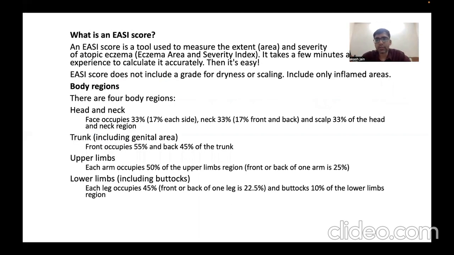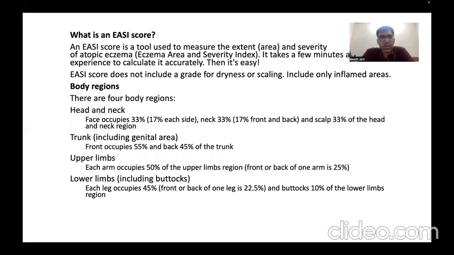The next scoring system used is EASI, a tool used to measure the extent, that is area, and severity of atopic eczema, that is the eczema area and severity index. It takes a few minutes and experience to calculate it accurately, and it does not include a grade for dryness or scaling. It includes only inflamed areas.